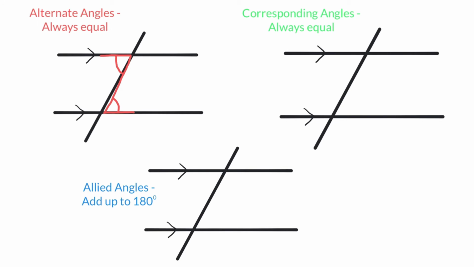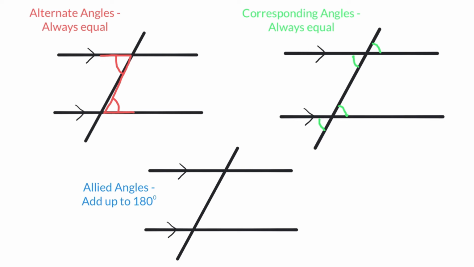Corresponding angles are the angles that are in the same place around the two parallel lines. They correspond with each other. These angles are always the same size. So this angle is the same size as this angle because it's in the same place above the two parallel lines. This angle corresponds with this angle, so they're the same size too.